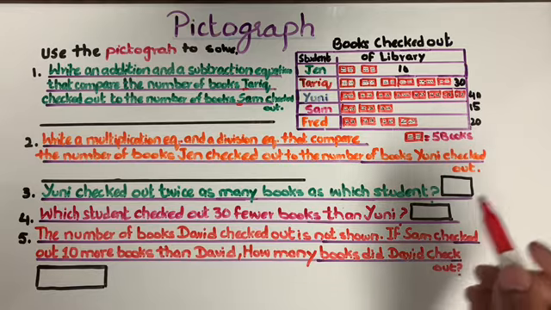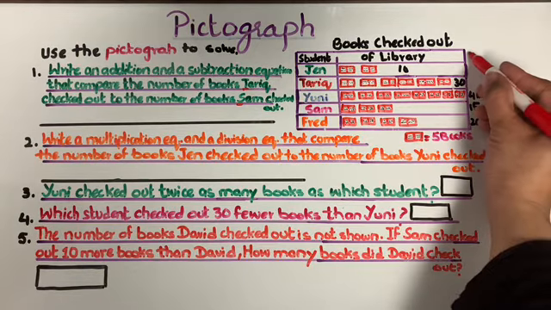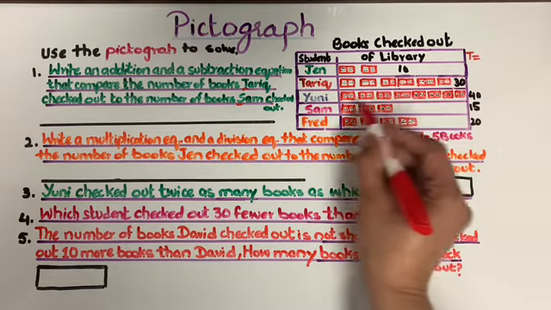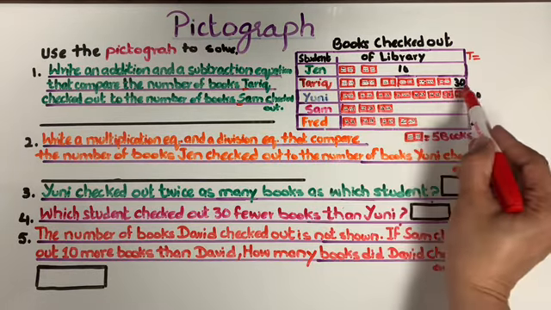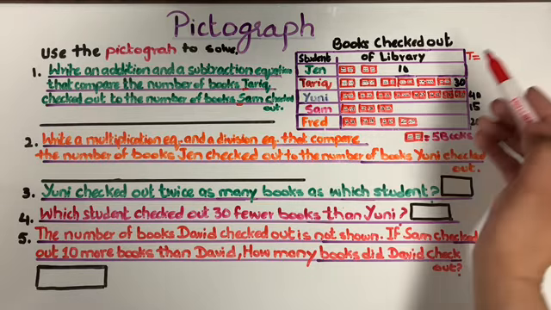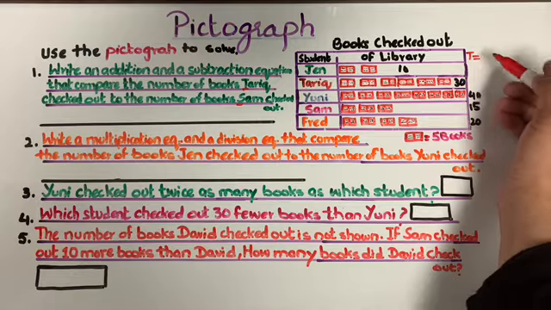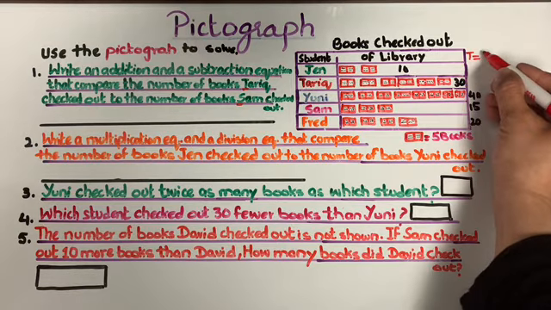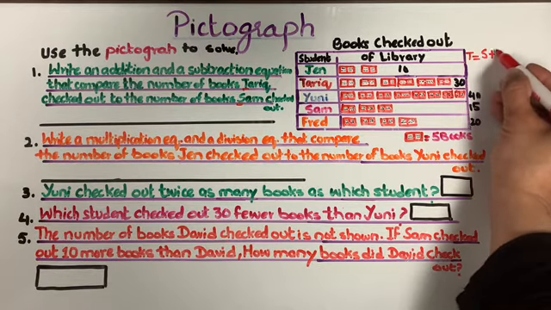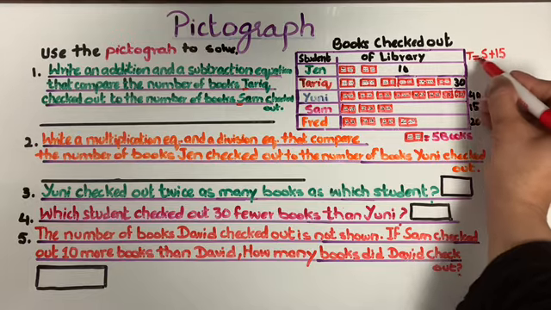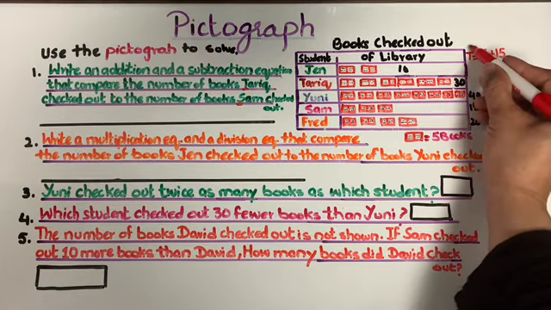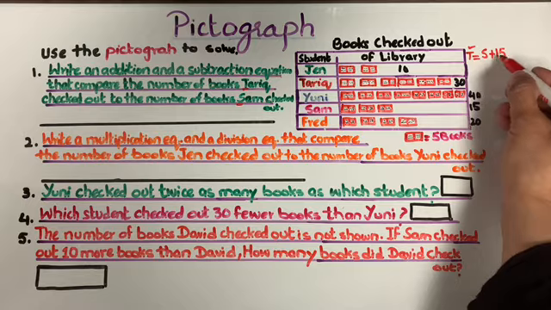So the first equation, I'm going to show my work on this side. So Tariq, compare these 2 columns. Tariq, 30 books, Sam, 15 books. So Tariq, he checked out 30 books. So Tariq's books is equal to Sam's books, which are 15 plus 15. So my first equation will be T equal to S plus 15.